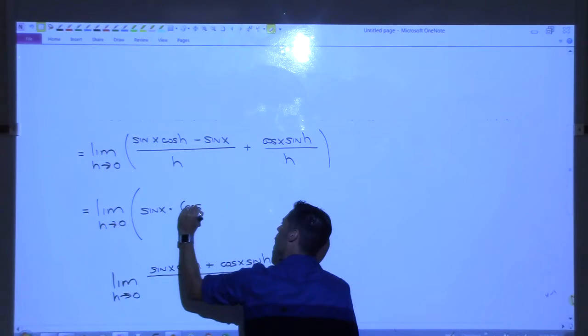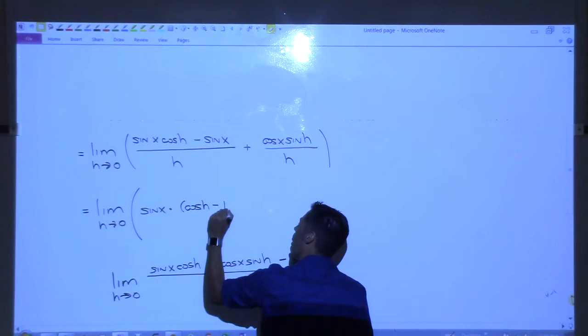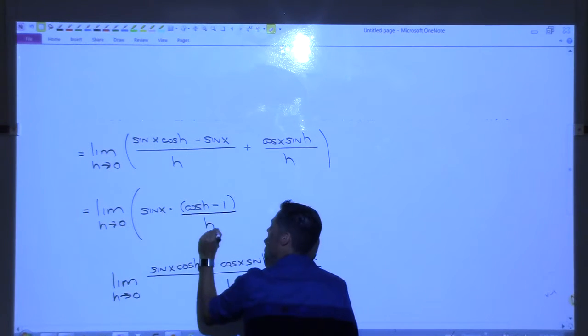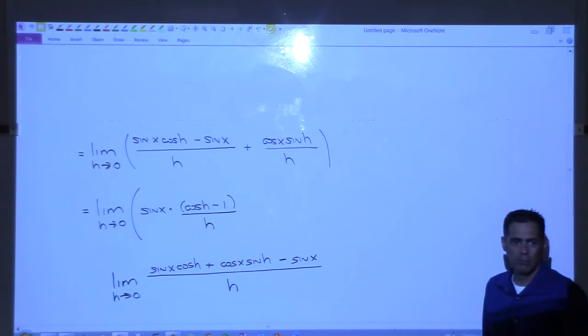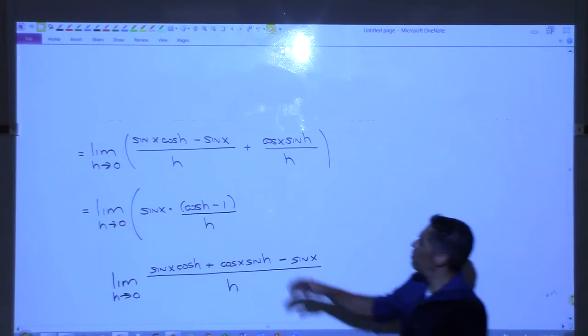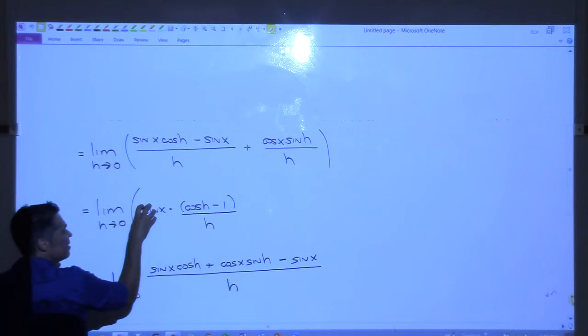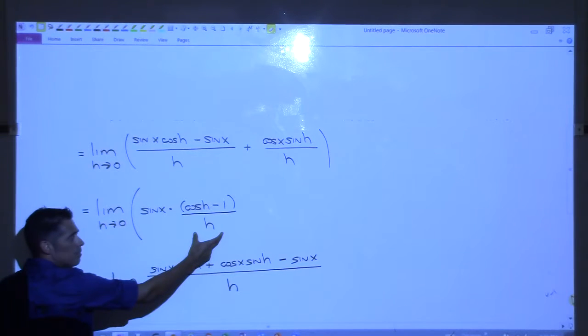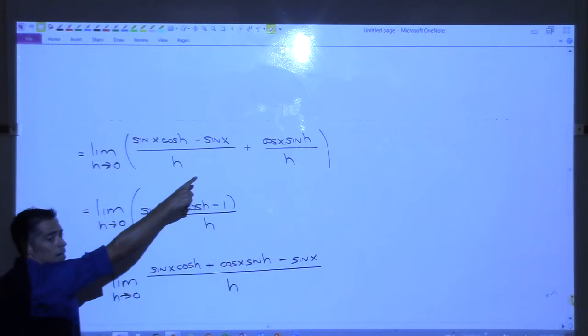Cosine h minus 1. Now this is all still over h, right? But I'm going to write it like that. Isn't that the same? It's like I just pulled the sine x out front, and wrote whatever was left over the h there. Okay? And I still have that over there, right?